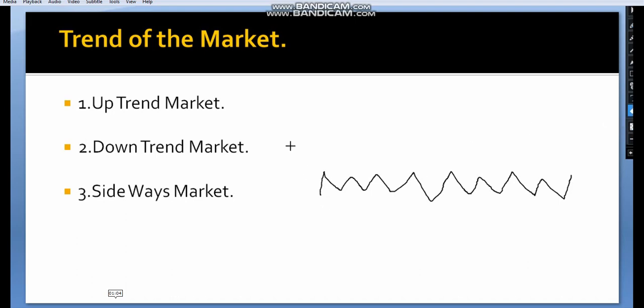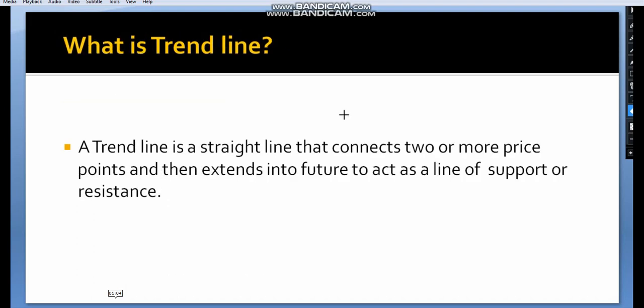The next one is what is trend line. A trend line is a straight line that connects two or more price points and then extends into future to act as a line of support or resistance. So to draw a trend line, we need 2 points in the support or resistance. If it is more than 2 points, well and good. If there are 3 points or 4 points available in the chart, it is well and good. But to draw a trend line, minimum we need 2 points.